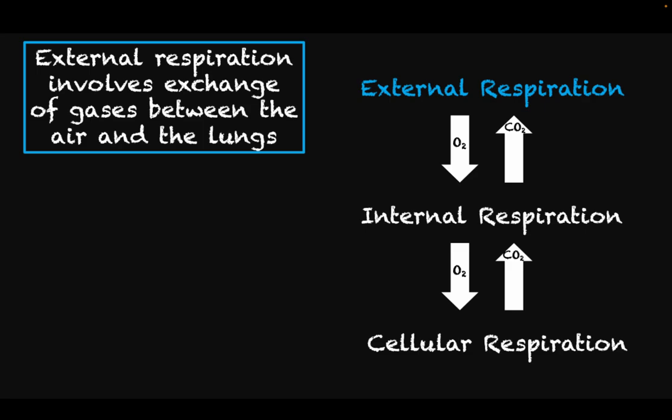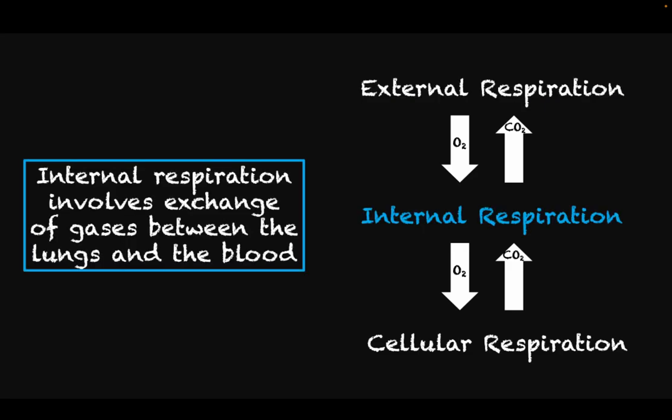So these three types of respiration are all connected to one another. And what you will see for each type is that oxygen and carbon dioxide in every case will be exchanged in opposite directions compared to one another. So external respiration involves the exchange of gases between the air we breathe and the lungs. So external respiration very much represents our attempt to breathe and capture the air that we are breathing, capture the oxygen that we are breathing in the lungs. We're going to trap that air in the lungs.